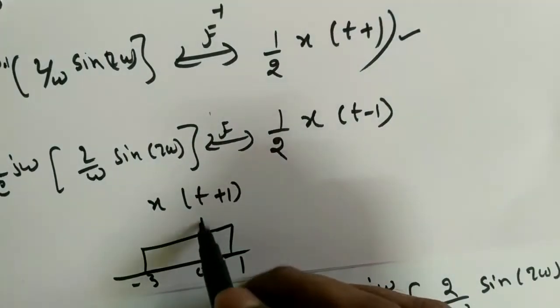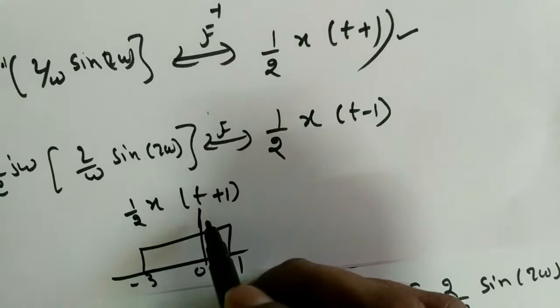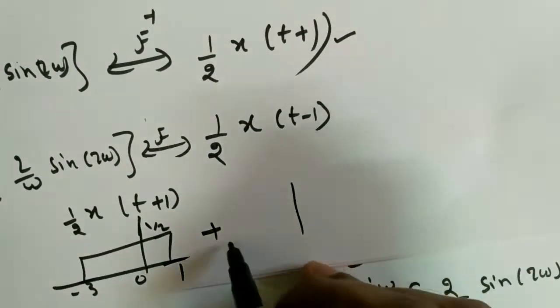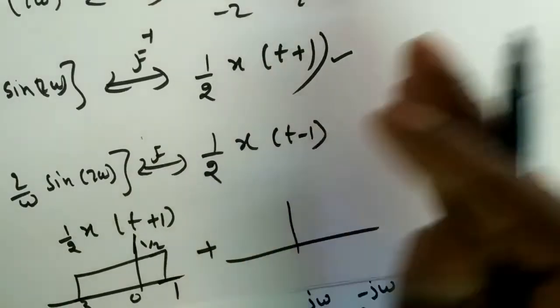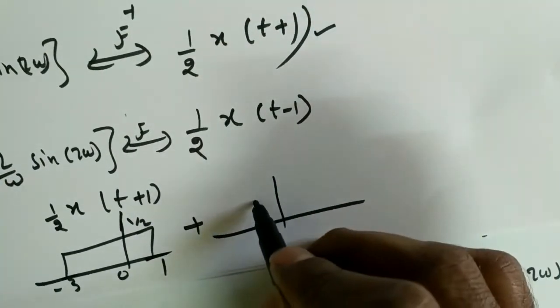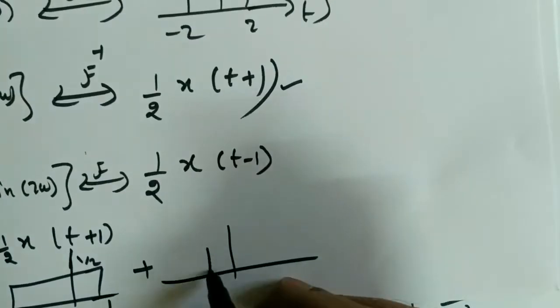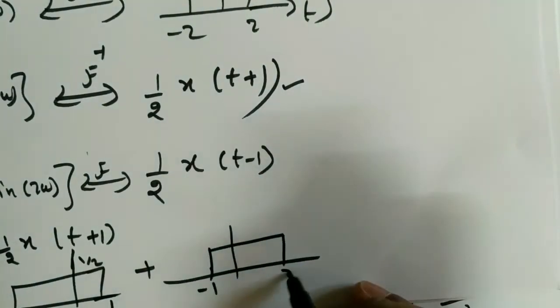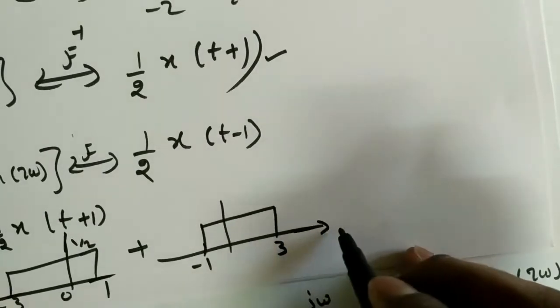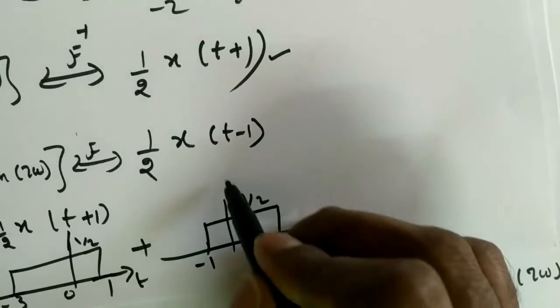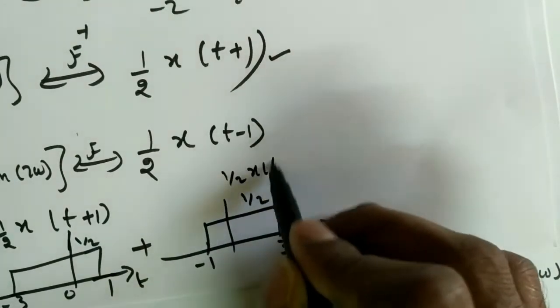Right? So what is the amplitude? It should be multiplied with 1 by 2. So this is also 1 by 2. Plus, one more is the right side shifting. So what we'll get? Minus 2 plus 1 is minus 1, to 3, right? So this is t, and amplitude is 1 by 2. And what is the signal? 1 by 2 x of t minus 1.